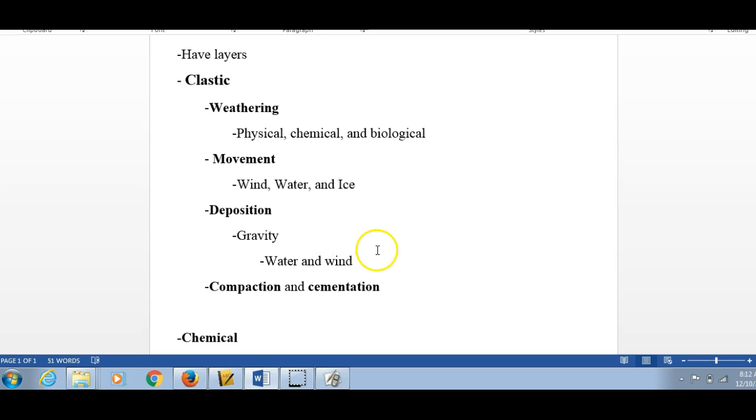And the same with wind. The wind dies down, the pieces fall. And then the final process where that forms a sedimentary rock is compaction and cementation. So you have these rock layers.